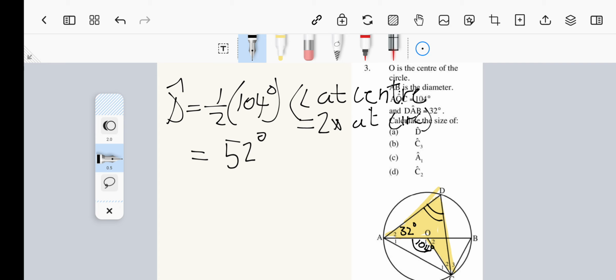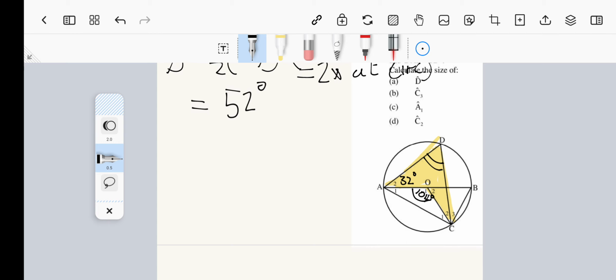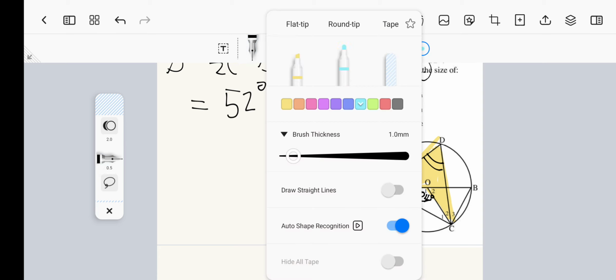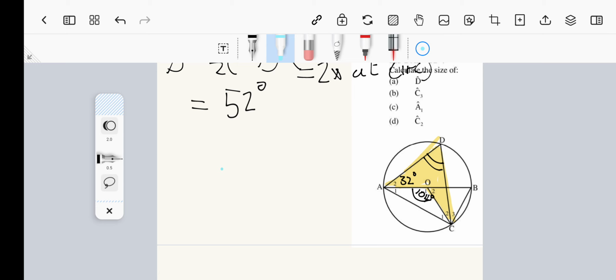Next, they want angle C3. Let's put it in some other color for us. Let's go with light blue. They want C3, which is this one. We mentioned our bow tie theorem, so I'm going to color it in so we can see our bow tie. Hopefully that is clear enough. Because of the bow tie, we would know that B and D are equal, right? And then we'd also know that A2 is equal to C3, bow tie theorem.